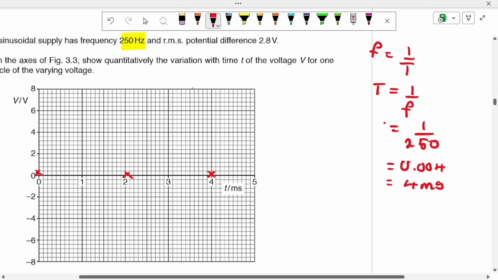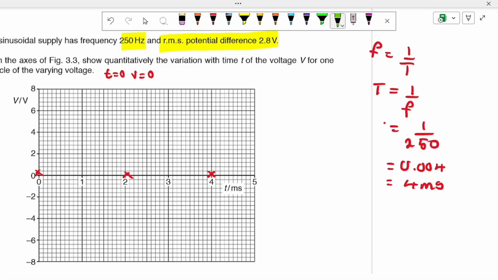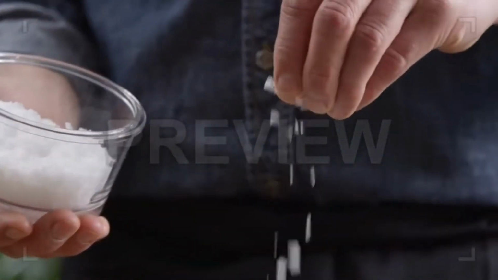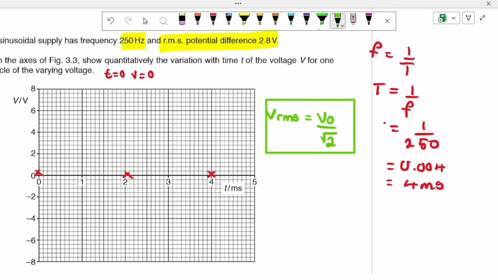Where at time t equals 0, there is no voltage. It hasn't begun yet. And then the root mean square potential difference, I'm going to create some videos around this concept as a whole so that you can understand it. But for now, V RMS is equivalent to V naught over the square root of 2. That's a relationship that I ask you guys to just take with a grain of salt. I will explain in future videos where this comes from, right?